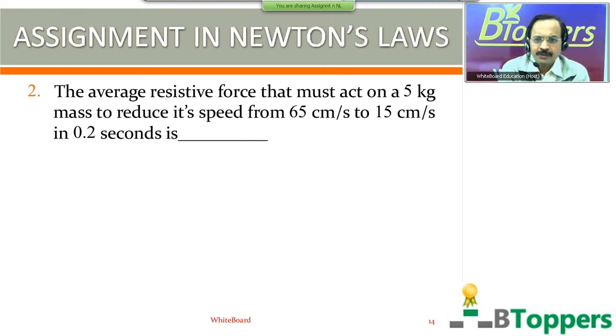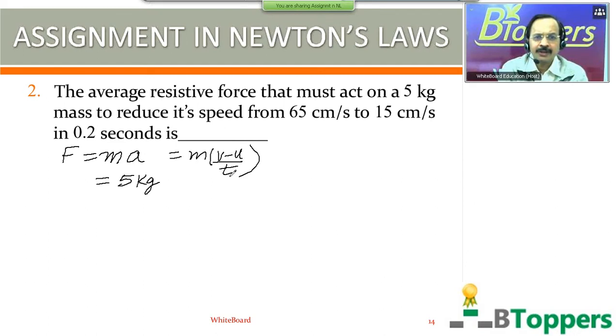So see the second question. It's a direct substitution problem. The average resistive force that must act on a 5 kg mass to reduce its speed from 65 cm per second to 15 cm per second in 0.2 seconds. So the external force acting on the body, you can write as mass into acceleration. Assuming one-dimensional motion for the body, the acceleration you can write as change in the velocity by time.